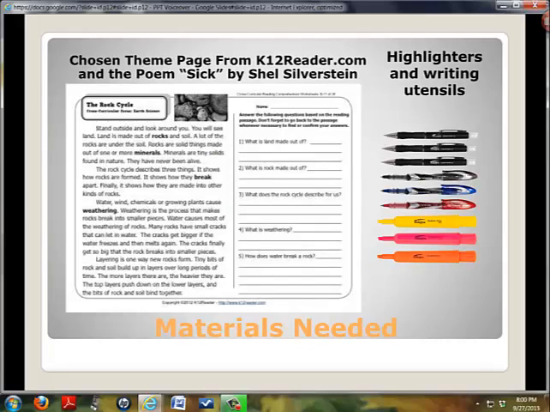Materials needed include highlighters and writing utensils, a chosen theme page from the K12reader.com site, and the poem Sick by Shel Silverstein.